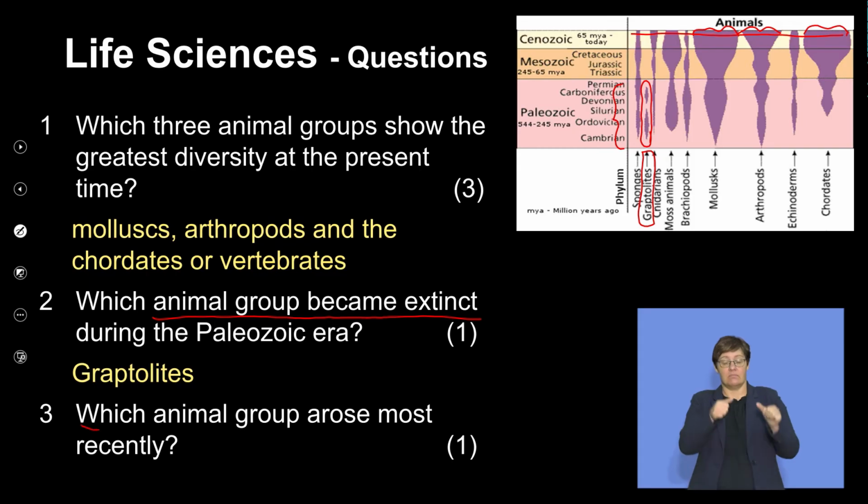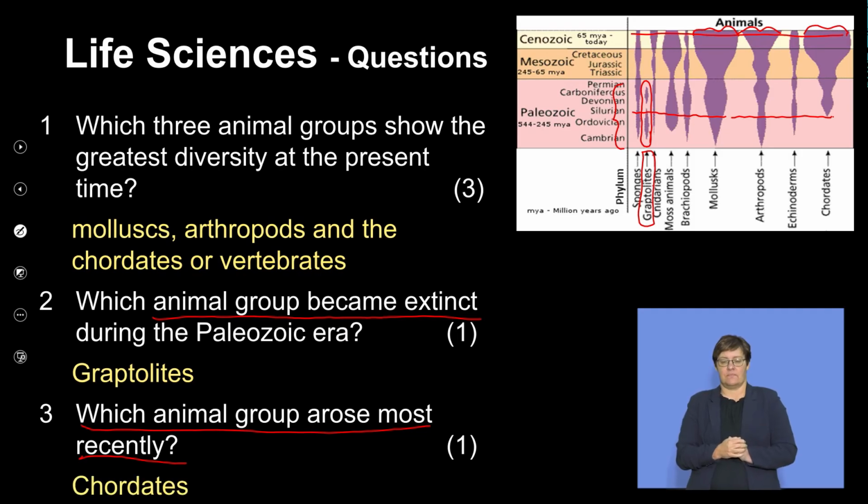You don't need to know what they look like. You just need to be able to extract the information from the source material you were given. The next question, which animal group arose most recently? So we have a look, and remember this is geological time. Which animal group arose most recently? And that is the chordates, or the vertebrate group. All the other groups of animals were present much, much earlier. So that's the chordates, which is the vertebrate group.